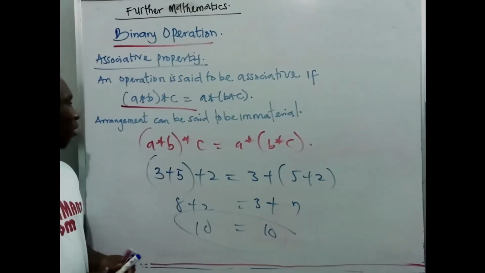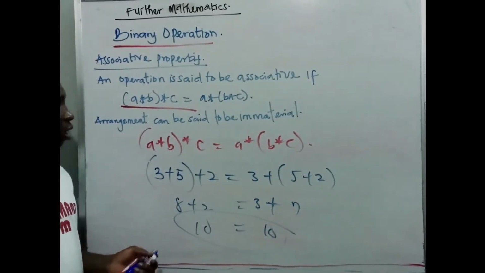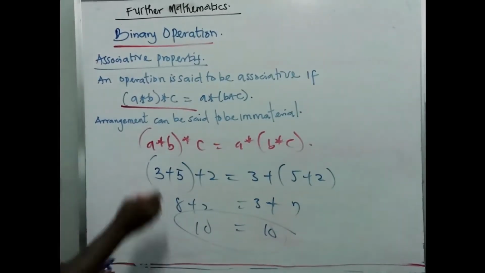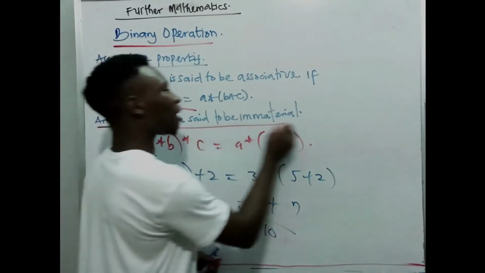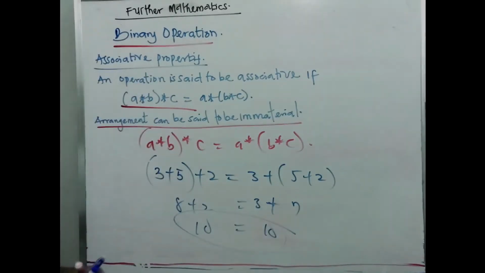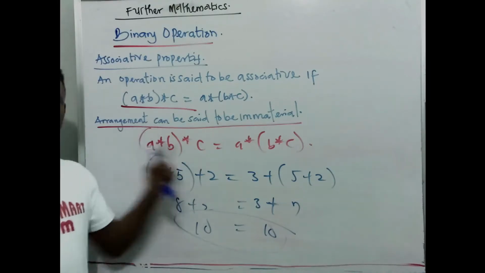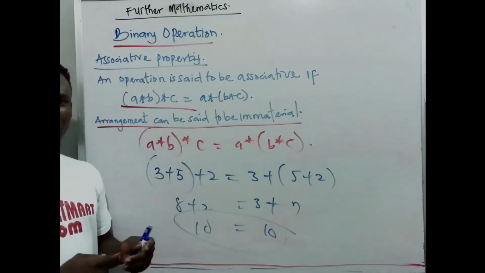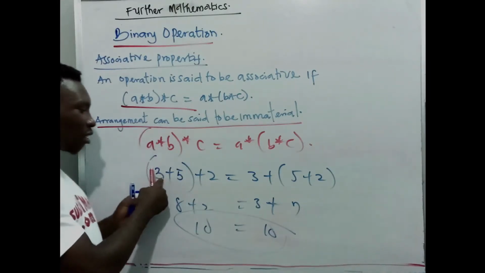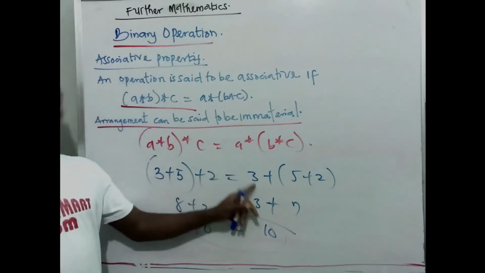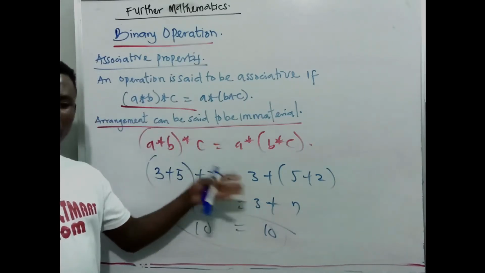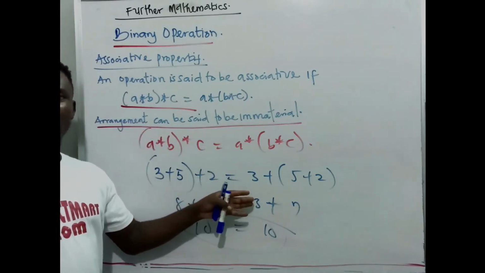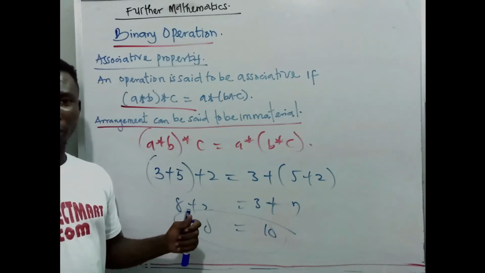Now, don't forget, please, I would like us to note, in associative properties, the arrangement can be said to be immaterial. When I say the arrangement is immaterial, that is, the positioning is immaterial. That is, changing the position of the bracket is immaterial.